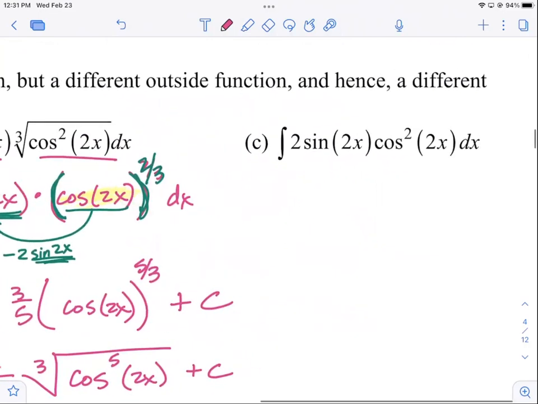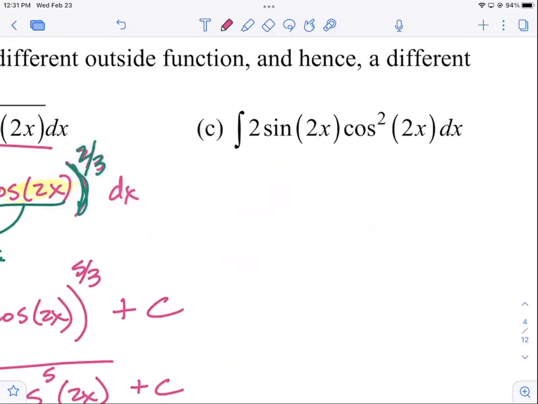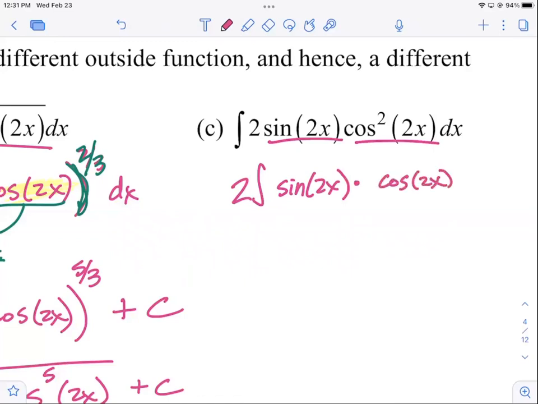Okay, number 2. Same idea. Two variable factors, 2 out front, sine of 2x times cosine of 2x, quantity squared. In that time, I went ahead and wrote the outside function already with its own separate color. And check this out. Not surprisingly, the derivative of the inside function is negative 2 sine of 2x. We're off by negative 2.